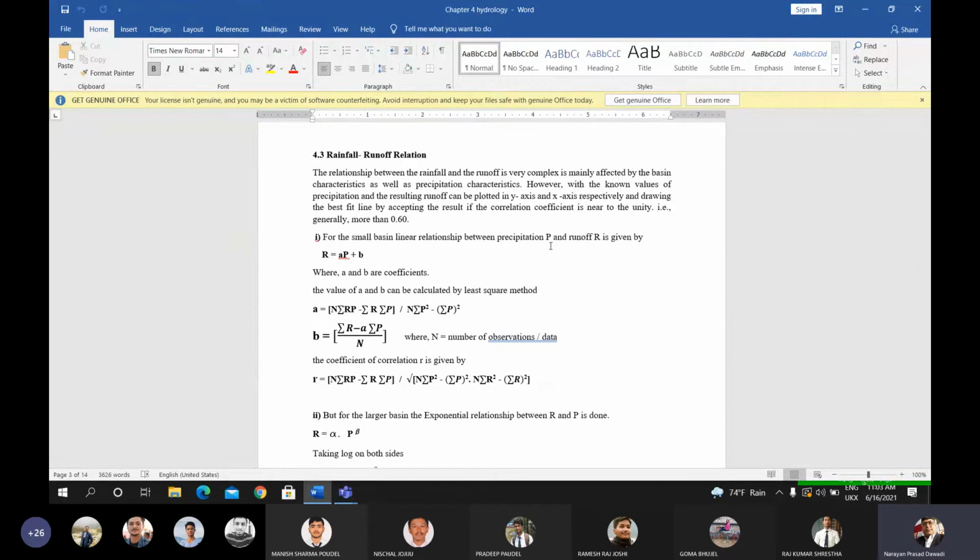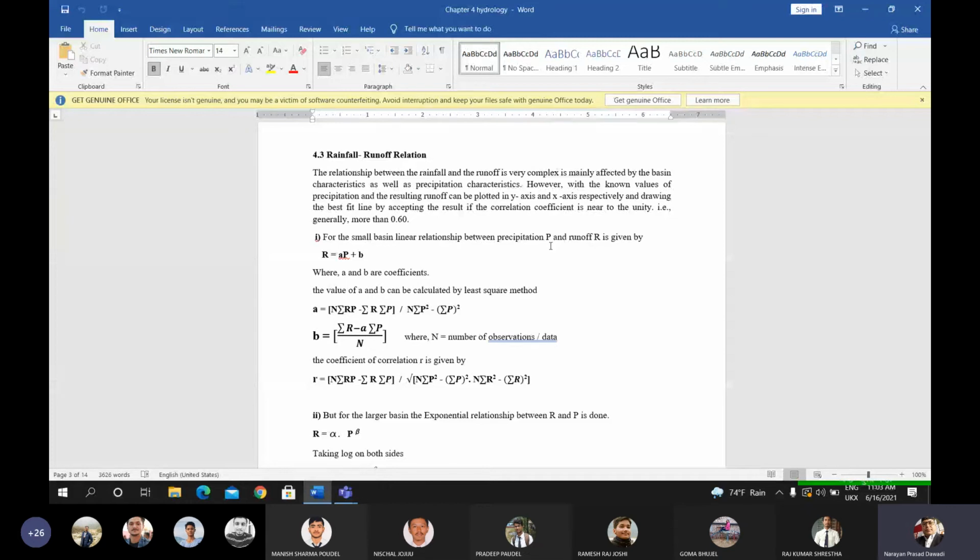For the small basin, a linear relationship can be established where R is given by R is equal to AP plus B, where P is the precipitation and R is the runoff, and A and B are the coefficients of the linear equation of the runoff and rainfall relation. This equation is similar to the equation of the straight line: y is equal to R, A is equal to m, P is equal to x, and B is equal to c. Y is equal to mx plus c.